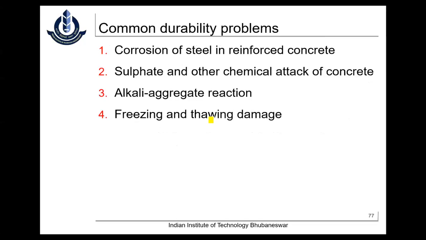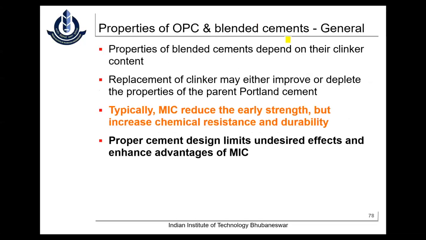And some of the durability issues: the properties of blended cements depend on the clinker content. The replacement of the clinker may either improve or deplete the properties of the parent cement. It all depends. Typically, they may reduce the early strength, but they increase the chemical resistance and the durability. Nowadays, for some structures, up to 14 days and 20 days, you're not going to remove the formwork. That's not a concern. But ultimately, if you have the right compaction, right mix design, and right construction practices, definitely the durability will improve. So proper cement design limits undesirable effects and enhances the advantages of the blend.